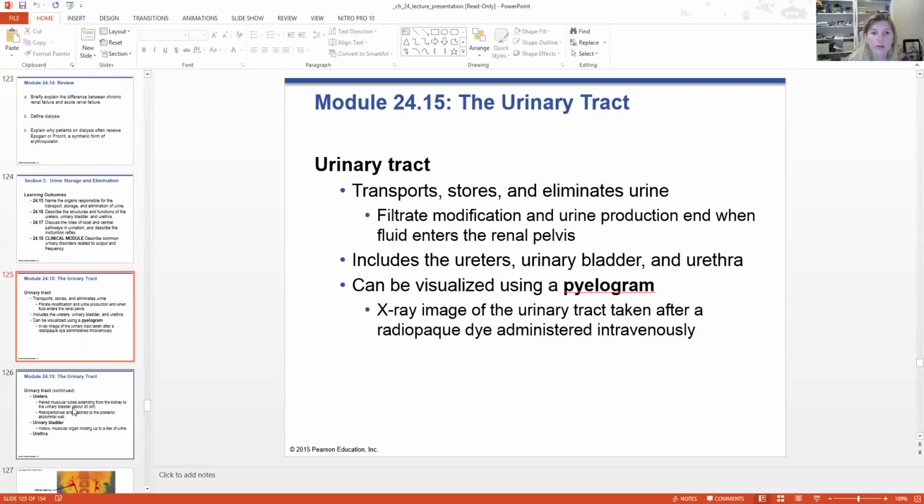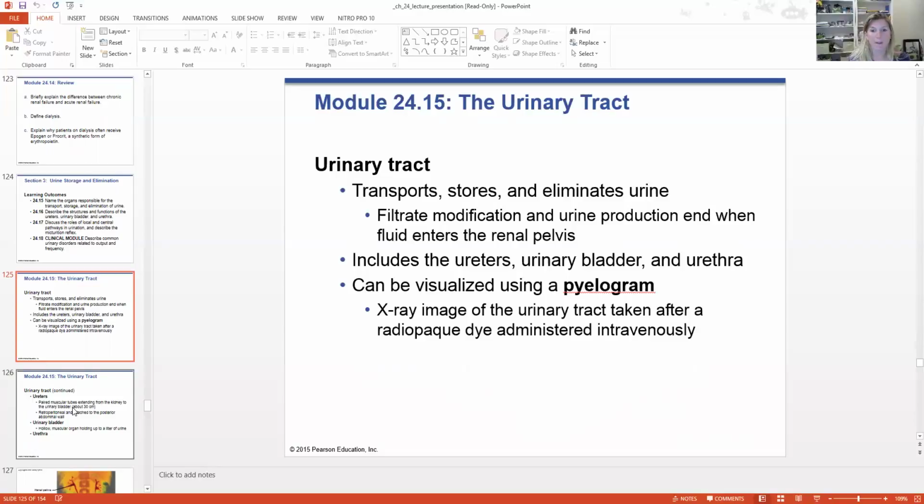Our overall urinary tract is storing, transporting, and eliminating the urine. We mentioned this already. The filtration modification is all done at the kidney level, and it stops once that filtrate reaches the renal pelvis. So the ureters, the urinary bladder, and the urethra are the parts of our urinary tract.